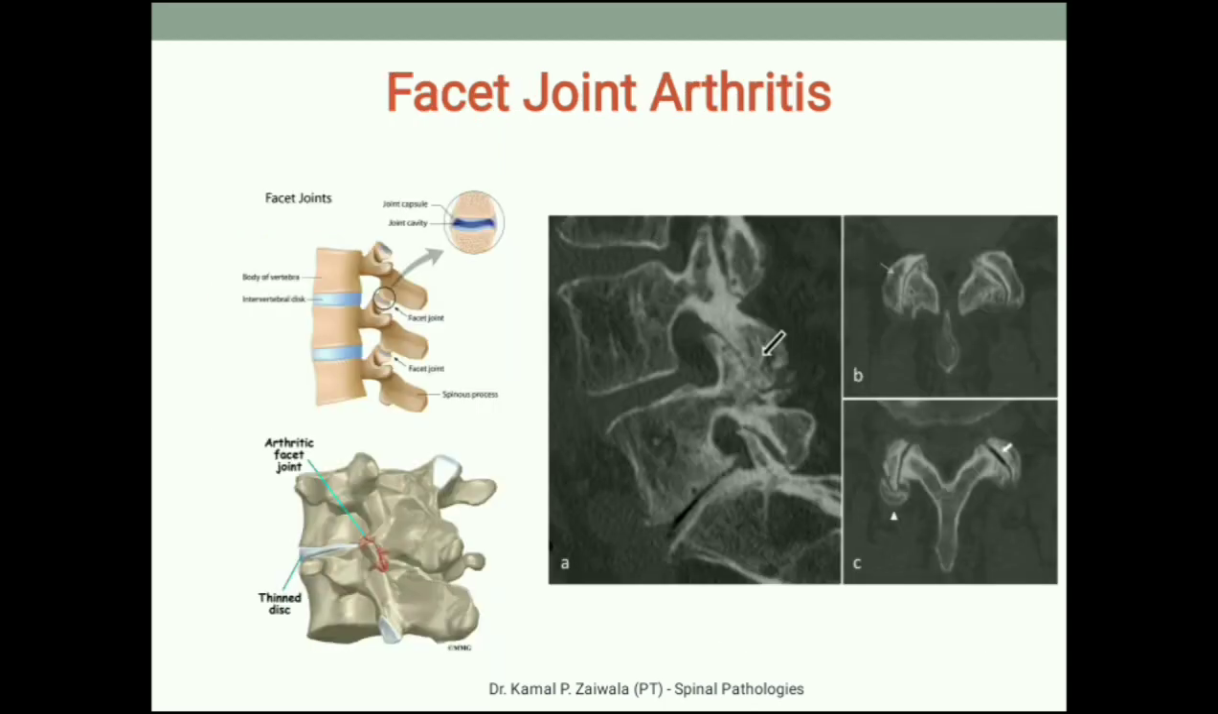Let us now come to the facet joint. The facet joint is the articulation between two adjacent vertebrae. A facet joint generally fits snugly together and glides smoothly on one another. Both the articular surfaces of the facet are covered with an articular cartilage.